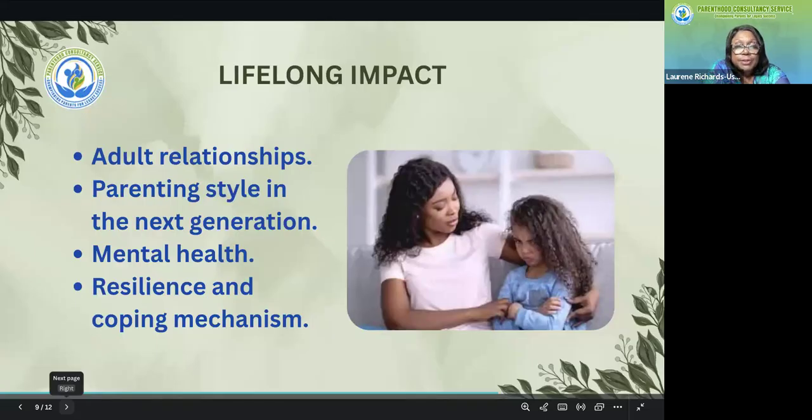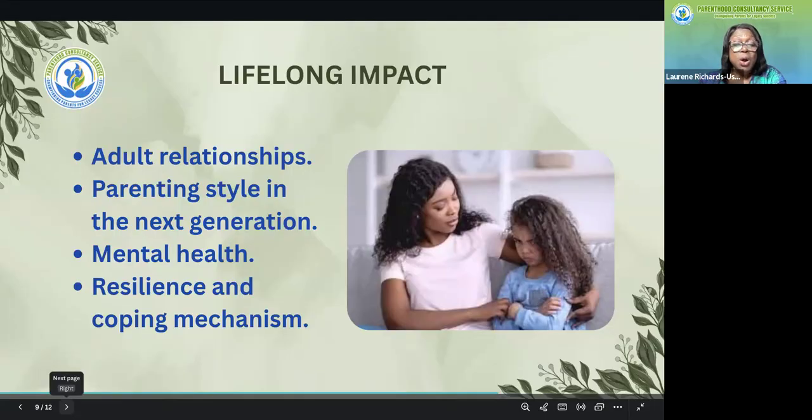Adult relationships. And I keep repeating that over and over. Your child is going to grow up to be a balanced adult and able to navigate their adulthood with security, and also bring that to their children if they have children. They will model that to their children, the parenting style in the next generation. Those are the lifelong impact.